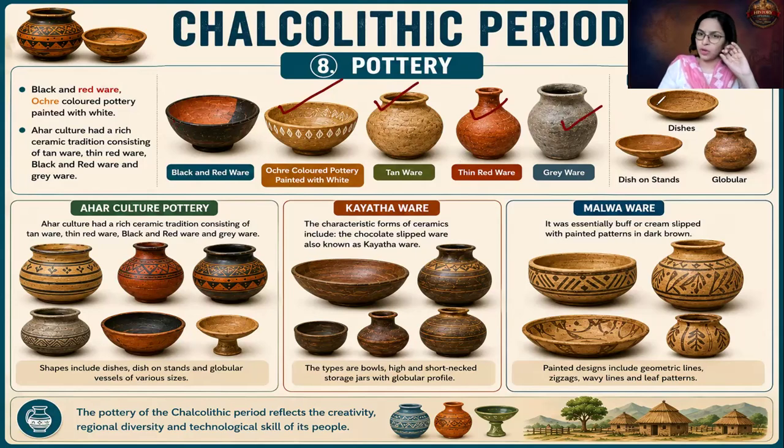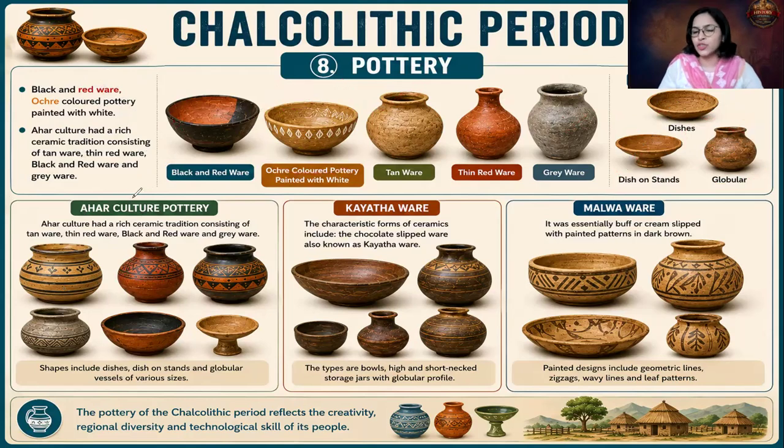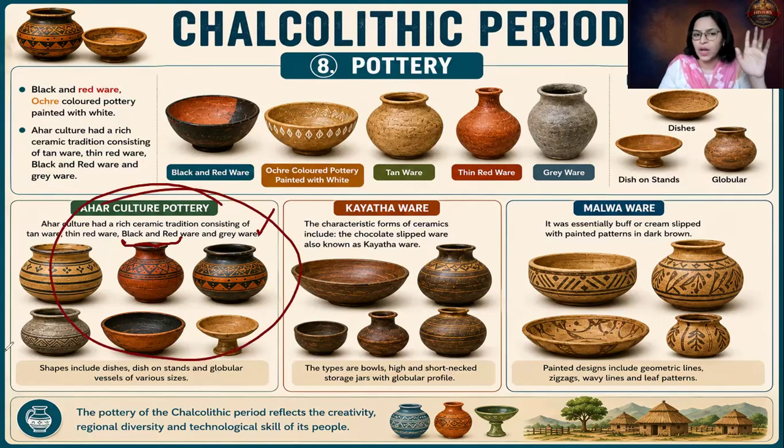What all vessels do you find here? Dishes are there, dishes on stand are there, and also globular objects. So: black and red ware, and ochre color with white paint is the famous one. Each individual culture also has its peculiar pottery. If you talk about the Ahar culture, can you remember it? Banas Valley, Rajasthan, three important sites: Ahar, Gilund, and Balathal. The Ahar culture had a rich ceramic tradition. The famous ones are the tan colored ware, the red ware, black and red ware, and even the gray ware. These are the important potteries of the Ahar culture.